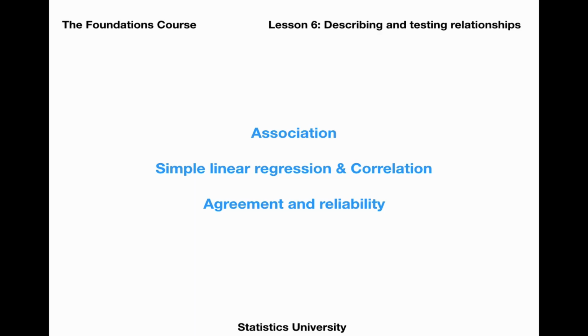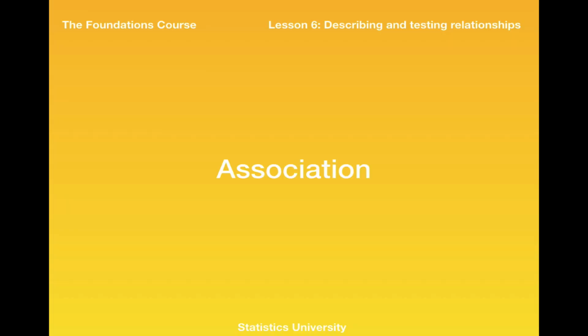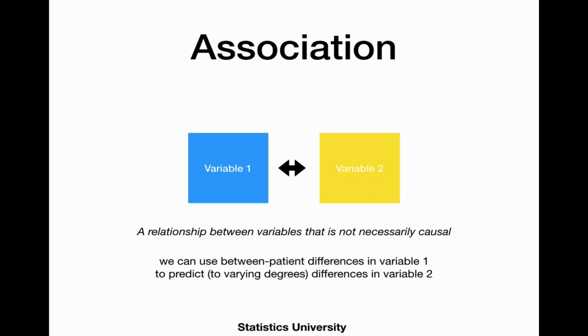In Lesson 5, we looked at how to test for differences between variables, but in this lesson, we're looking at how to describe and test for relationships between two variables. We will start off with association, and then we'll continue into simple linear regression and correlation, and we'll end the lesson on agreement and reliability. So let's start with association.